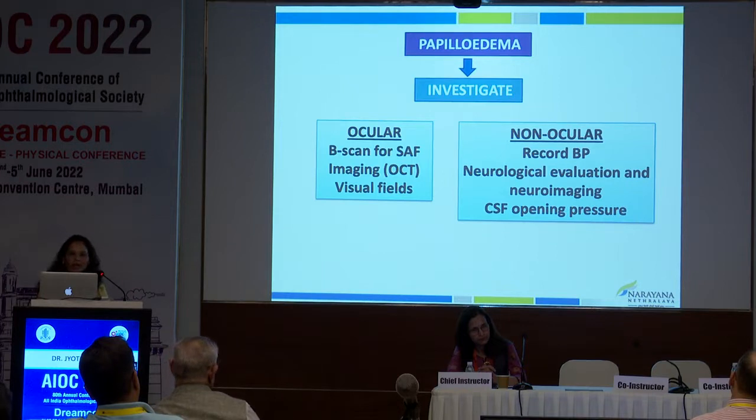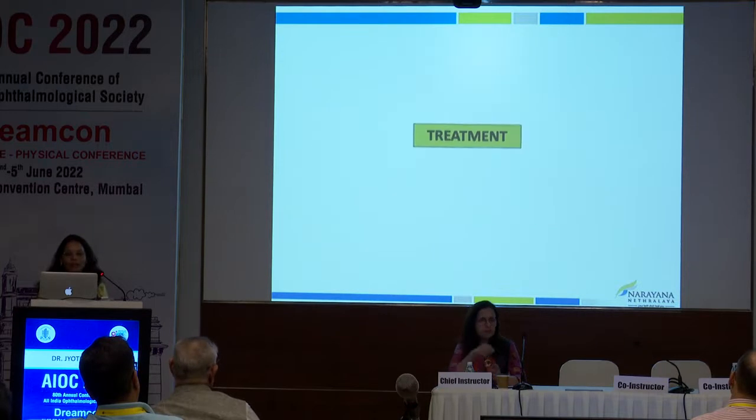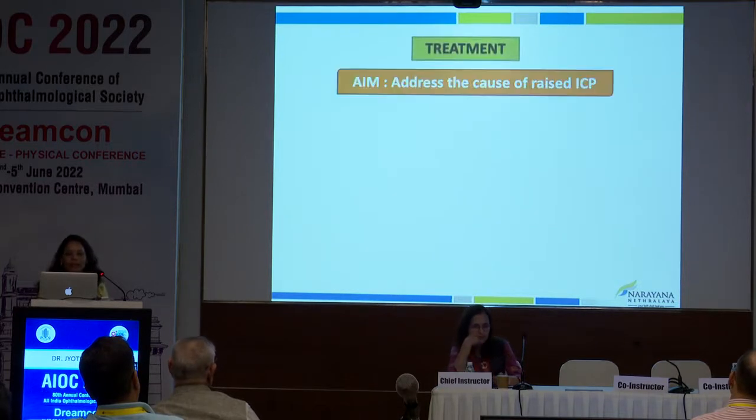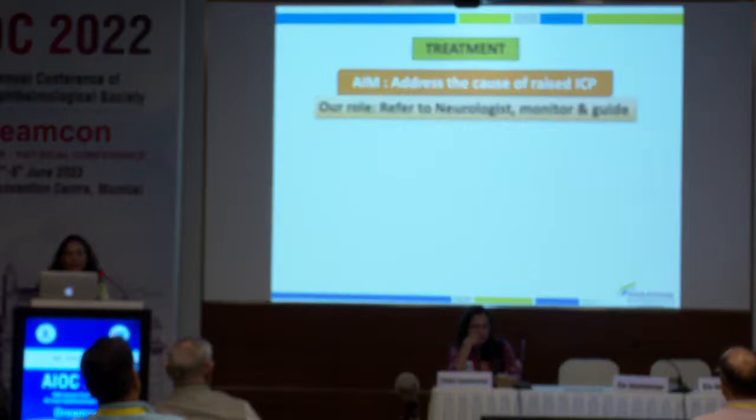You have to collaborate with a neurologist and they will treat accordingly. So how do you treat these patients? You would treat them medically or surgically. First, address the cause. If there's any tumor in the brain, you need to remove it because of any SOL. Then refer to the neurologist.